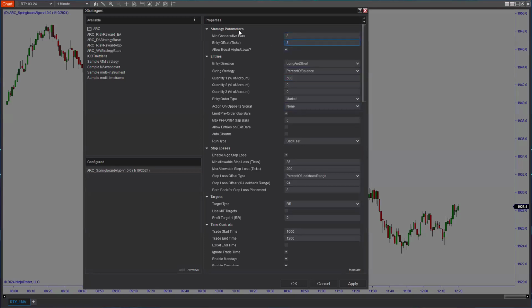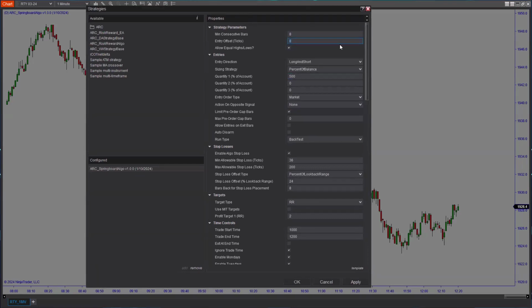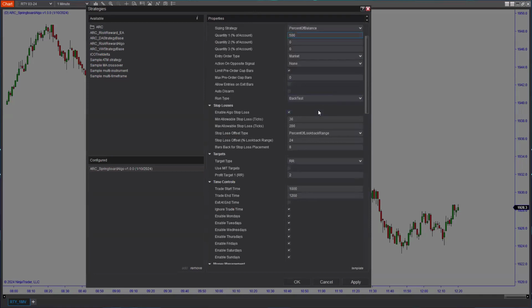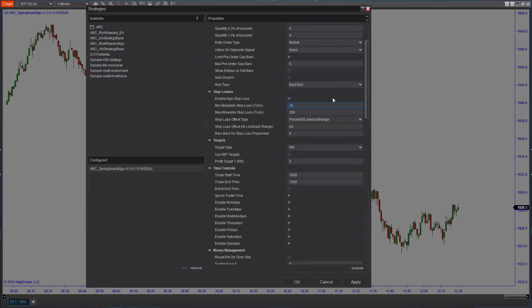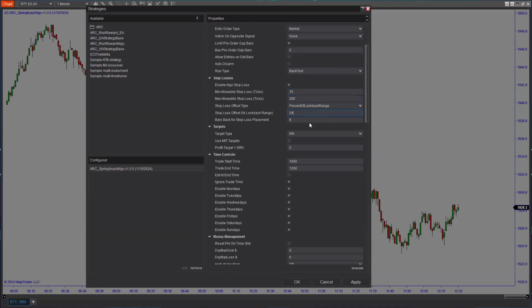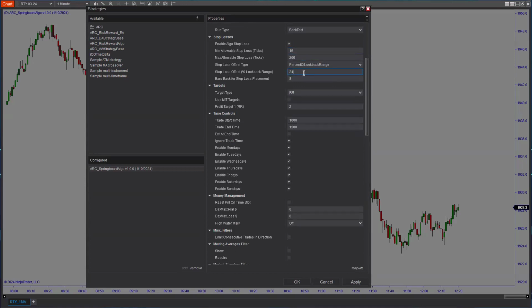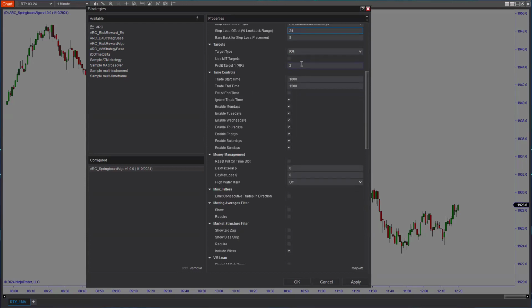Entry offset. So this is RTY. So let's go entry offset. Let's just go 3. Minimum stop. I'm going to say 15. I don't have a max. Bars back and percent is the same, which is great. This is great too for using different instruments.